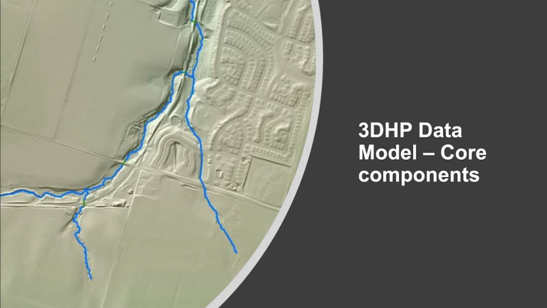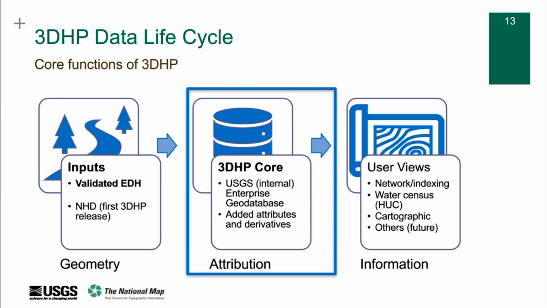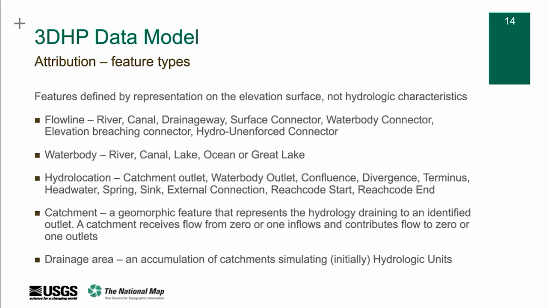So once we have that elevation-derived hydrography, how does it get into the 3D-HP data model? We'll talk a little bit about that. So how it's going to be attributed and conflated to 3D-HP. So first, just a quick list of the types of features that we have in 3D-HP. And you can see that there isn't a whole lot.